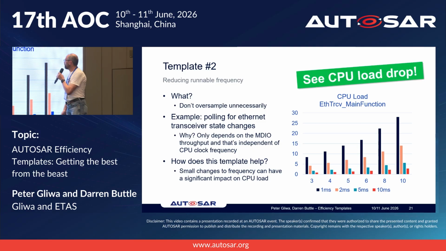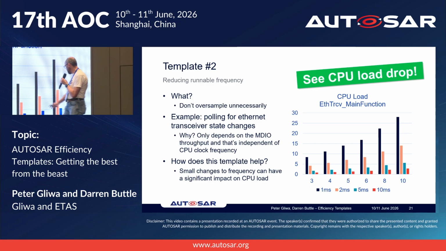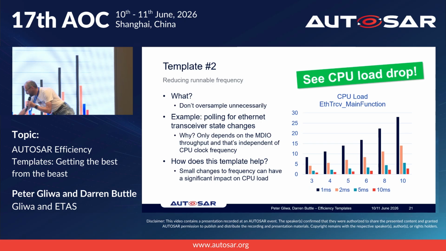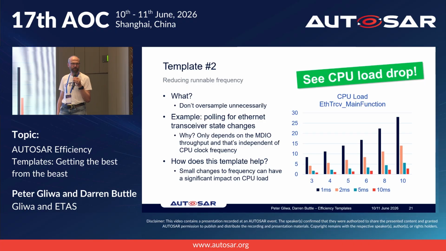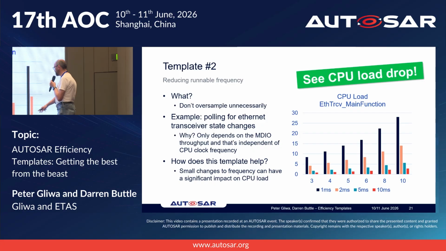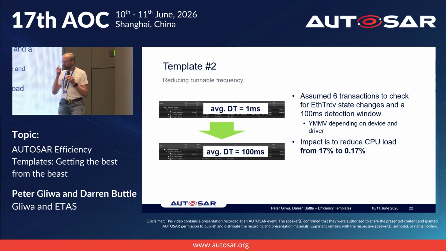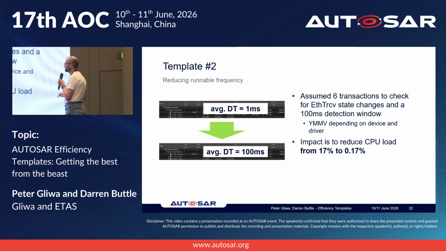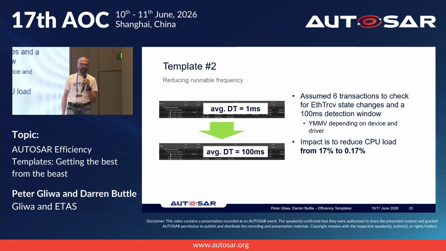So what we can do is change that so we're sampling in a shorter amount of time. These are the times on the bottom. We're going from running it in a 1 millisecond task to running it in a 10 millisecond task for something that's actually probably changing every 100 milliseconds. We're now saving huge amounts of time. In the example that we put in the templates, there were 6 transactions checking that state receiver, and we've moved it from the 1 millisecond task to the 100 millisecond task.